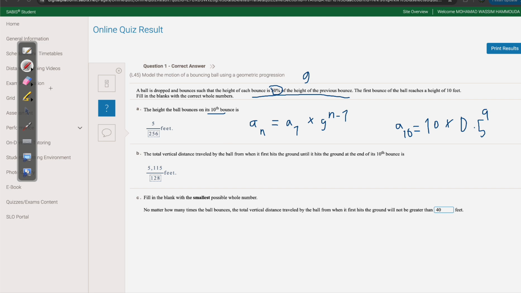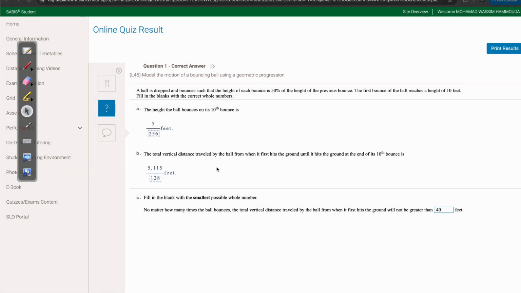The total vertical distance traveled by the ball from when it first hits the ground until it hits the end of the 10th bounce. Okay, so for this question, the ball travels twice after each bounce. So let's say here before it hits the ground it's 10, right? And then here after it, they want the total vertical distance. Now I'm gonna show you something which will come in importance later.